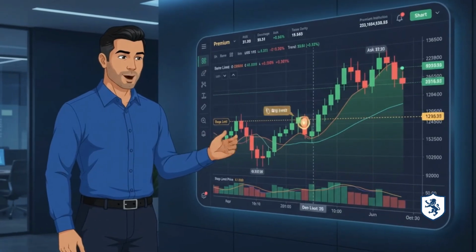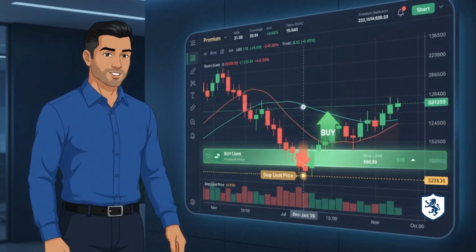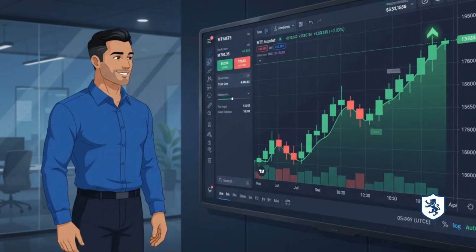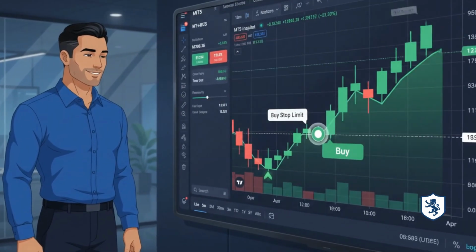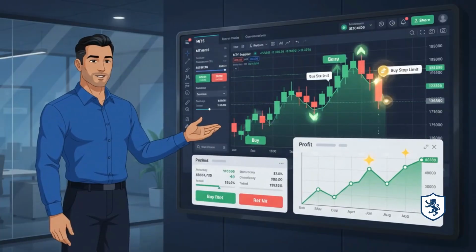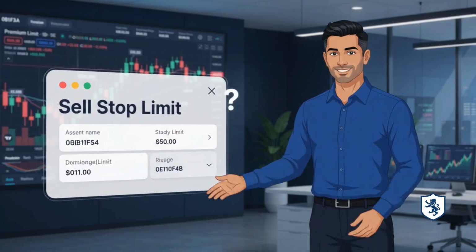Once the ask price drops to the stop limit price, the buy limit order is triggered and your position is opened. Buy stop limit is used by traders who anticipate that the market will experience a temporary pullback before continuing higher. Next up is sell stop limit. Stay tuned.